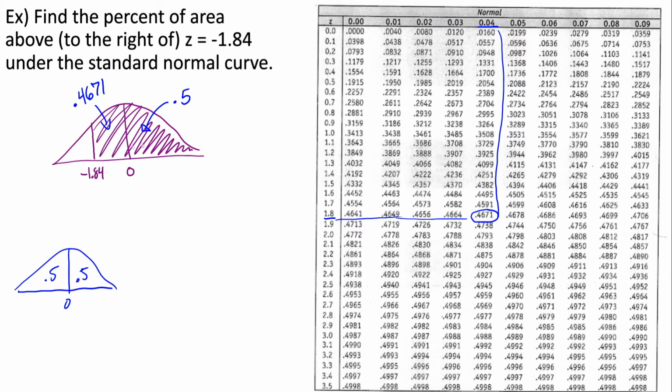Now in order to find the total area, we would add these two areas together, and we would get 0.9671 or 96.71%.